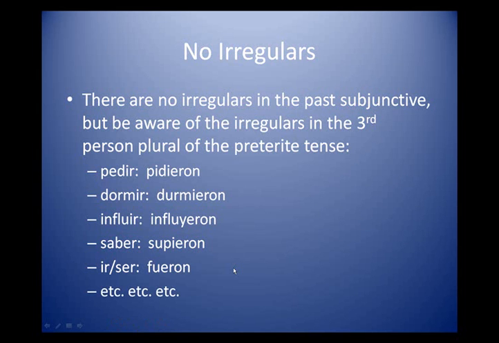And there are many more that are a little strange in the preterite tense, especially the third person plural. So keep in mind, if you can get to the preterite tense in third person plural, the subjunctive conjugation is easy because there are no irregulars. The toughie is getting to the preterite tense in the third person plural. And remember, chapters 7 and 8 you can review that have some tips.